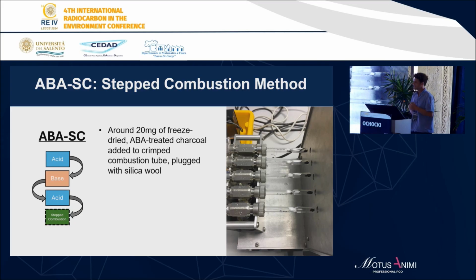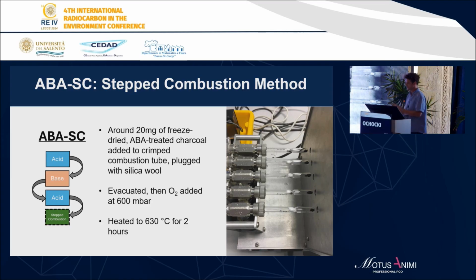And the step combustion method in Oxford looks like this. We take around 20 milligrams of freeze-dried ABA-treated charcoal for this experiment, put it in a crimped combustion tube, plug the tube with silica wool, evacuate the tube, add 600 millibar oxygen, and then heat to 630 degrees. And then after this, the remaining material we combust and graphitize in the routine way.